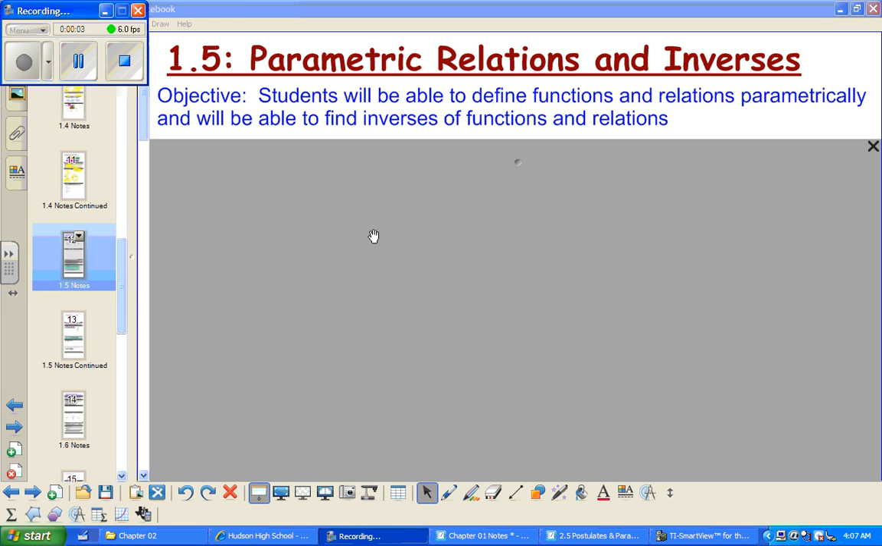This is Precalculus, section 1.5, Parametric Relations and Inverses. By the end of this lesson, you'll be able to define functions and relations parametrically, and we'll be able to find inverses of functions and relations.